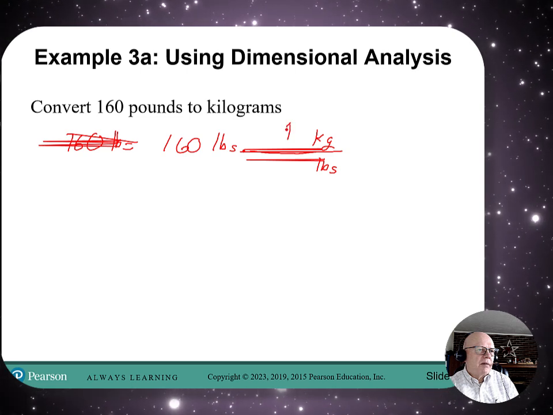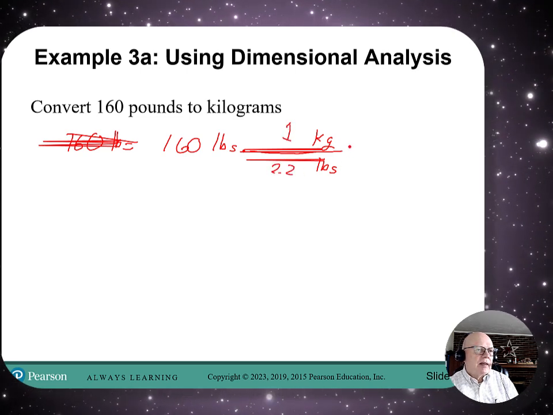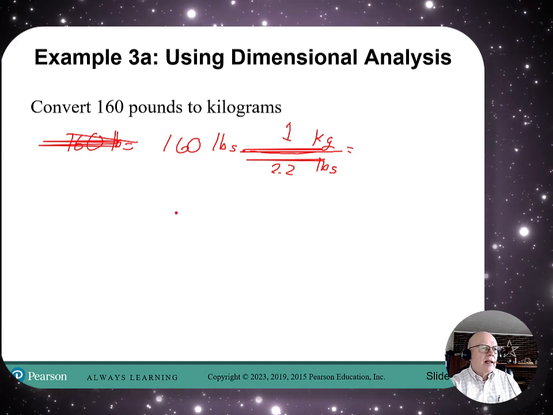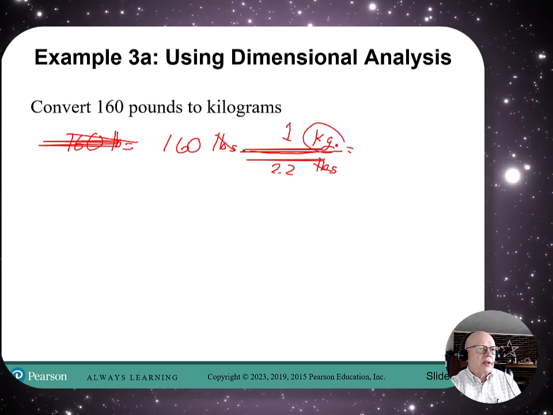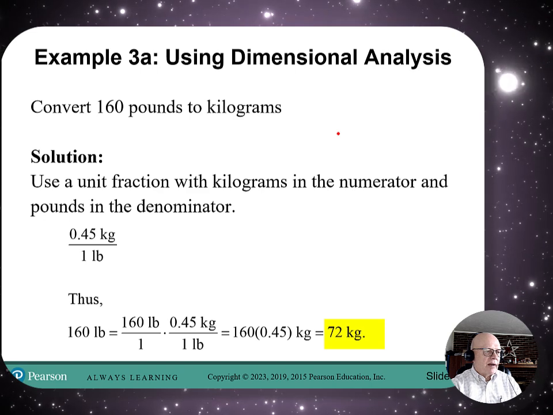1 kilogram equals 2.2 pounds. So put your calculator to work, and notice the pounds are going to cancel out. We'll end up with kilograms, and there we've got it. 72 kilograms.